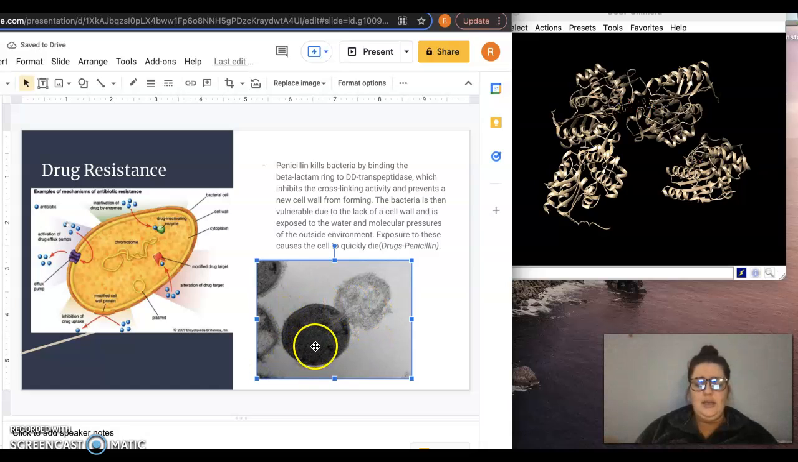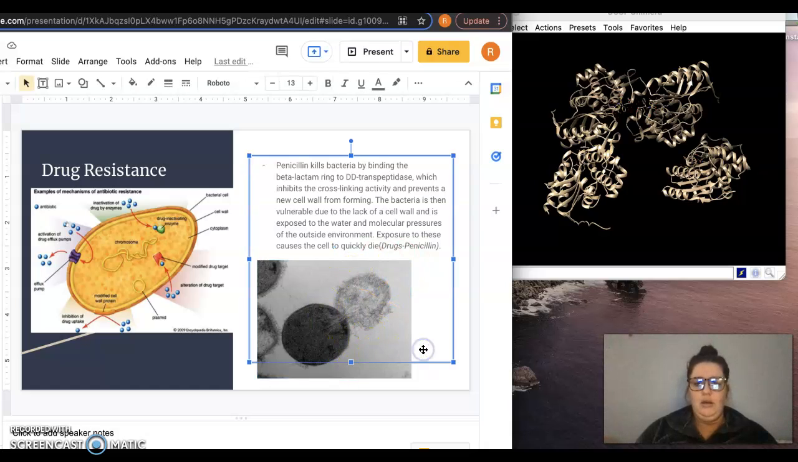So this is a picture of what is happening to one of those cells. You can see this is the cell here, and this is what happens when all of that pressure comes in. So the cell has burst and is now leaking out. This is probably a microscope that they're looking under, so it's leaking out onto that area.